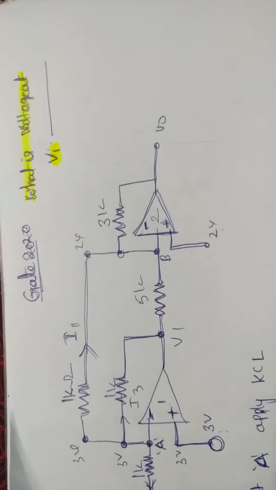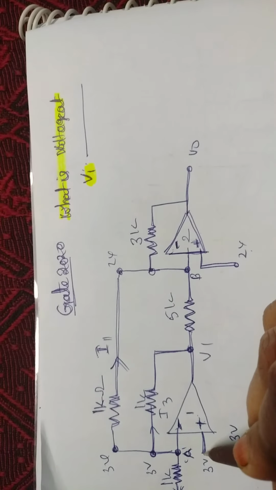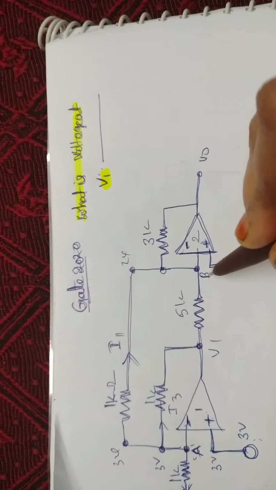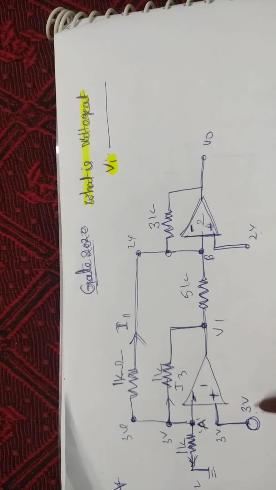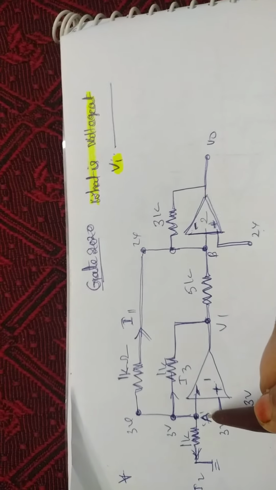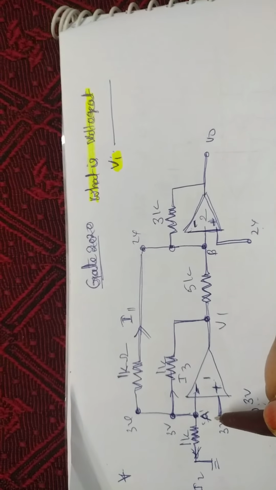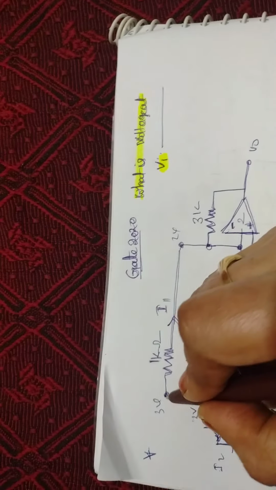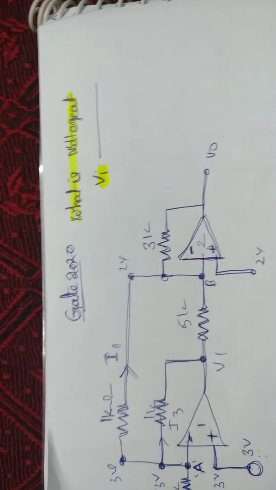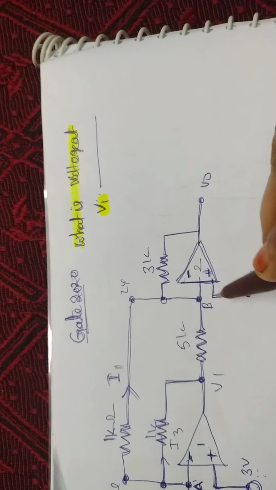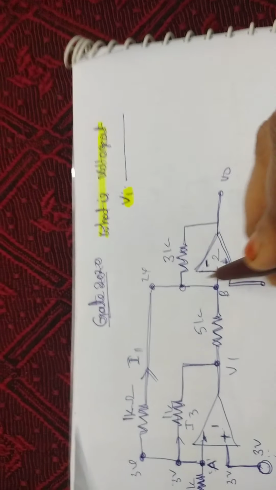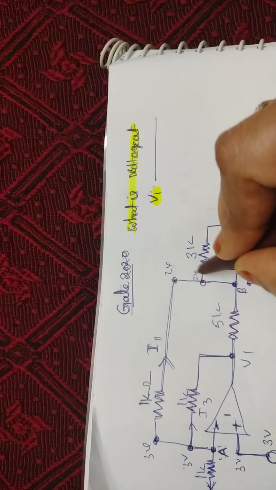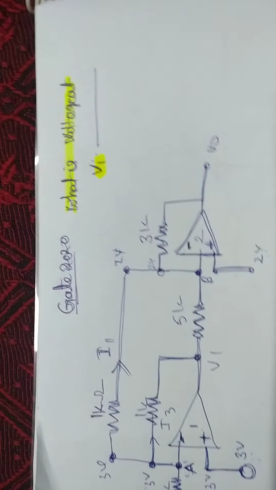What does virtual ground mean? The voltage that appears at this node also appears at this node. This node is A and this node is B. The voltage at this point is 3 volts due to the virtual ground concept, because of ideal operational amplifier characteristics. At node A the voltage is 3 volts, so this node is also 3 volts. The voltage at this point is 2 volts, so because of virtual ground, node B is 2 volts, and this node is also 2 volts.